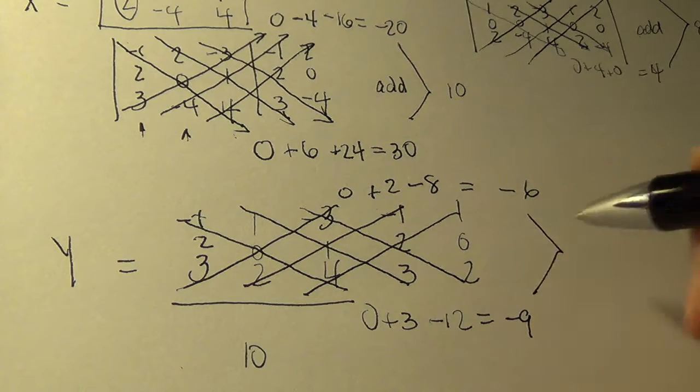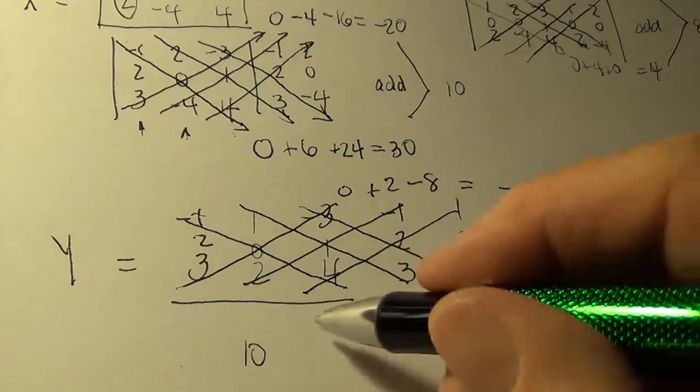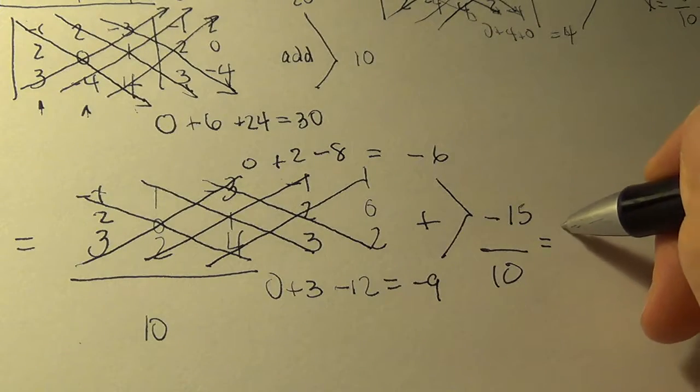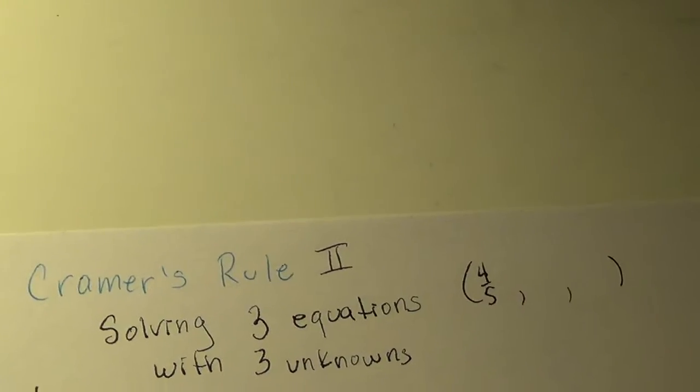Minus 6 and minus 9 will add to give me a minus 15. That goes over a 10 and reduces to minus 3/2. So up we go.